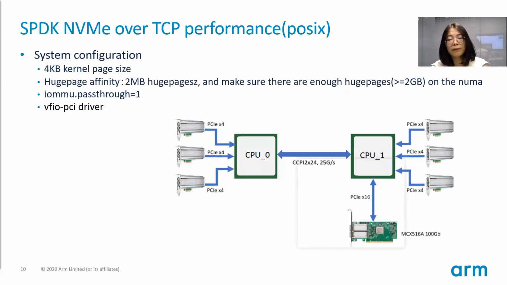This is our testing environment. We have 6 P4600 NVMe SSDs and one 100 gigabit Mellanox NIC. We use 4 kilobyte kernel page size and the VFIO PCI driver with IOMMU pass-through, and make sure that there are enough huge pages on the NUMA node while the SPDK target runs.